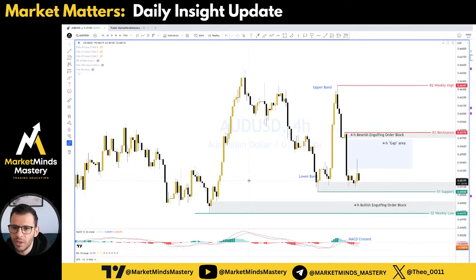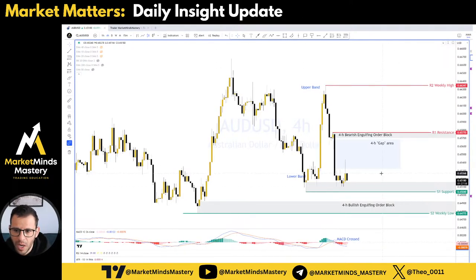Next one is the Australian dollar, US dollar. The price entered into, actually that was from the previous week, so we don't need it now. We do have this support here, guys, around 0.6504, give or take. And the price tried, during the first 4 hour trading session, to fill up some of the gap left behind on last Friday. It got rejected.